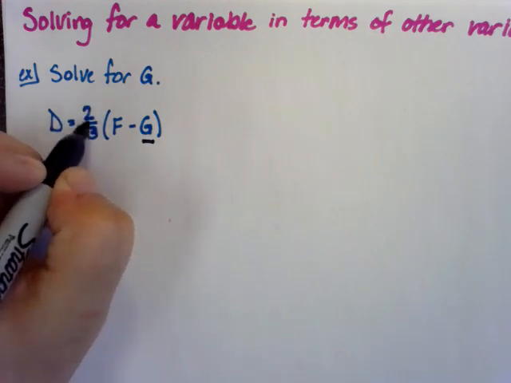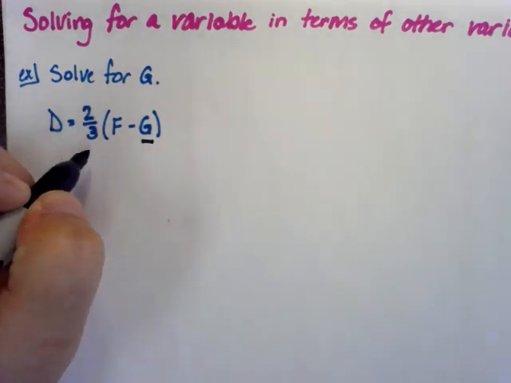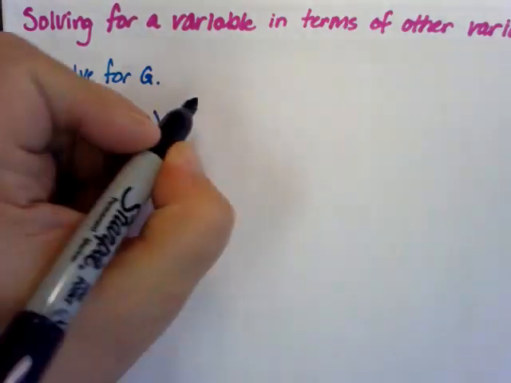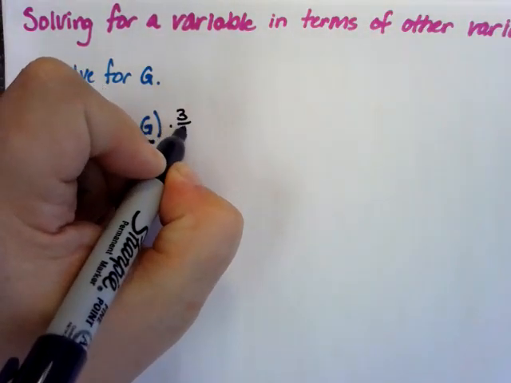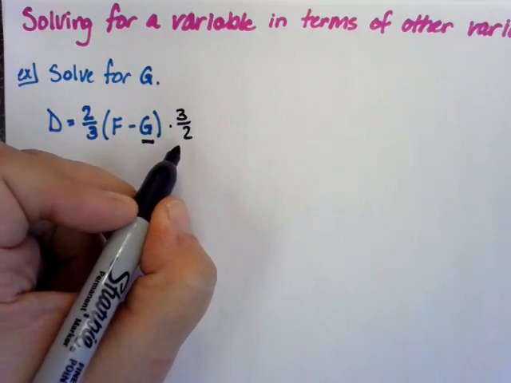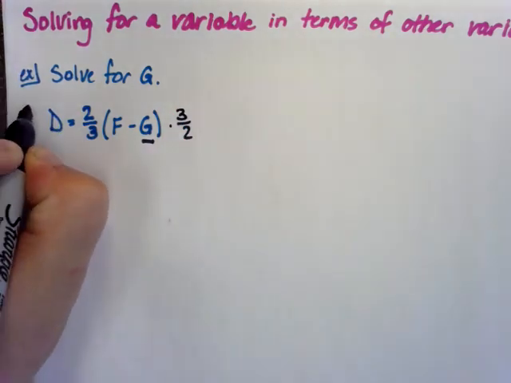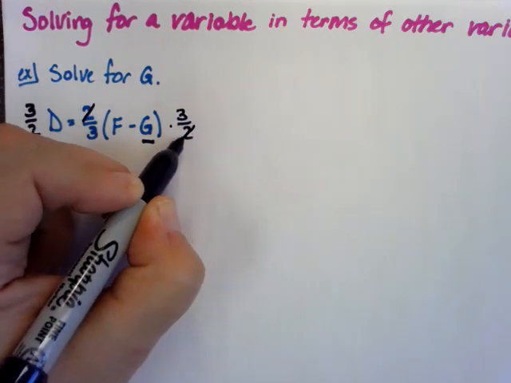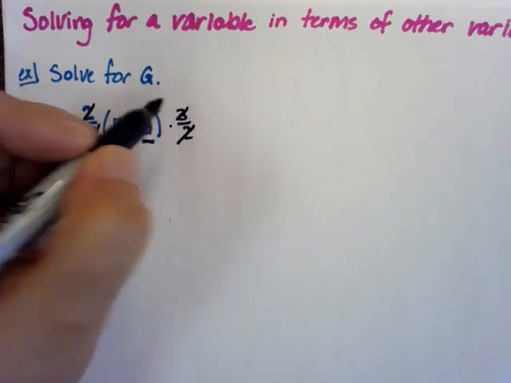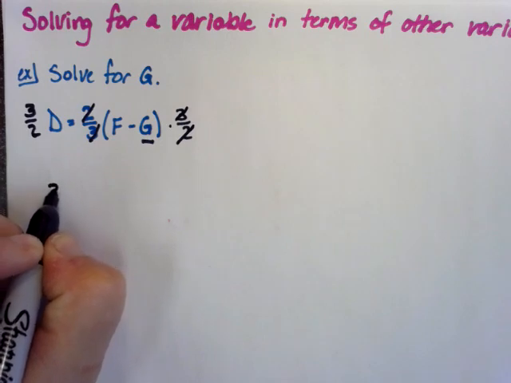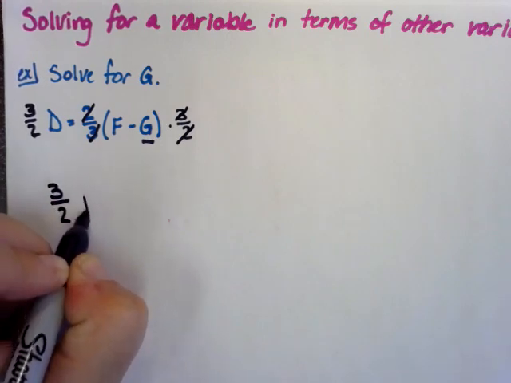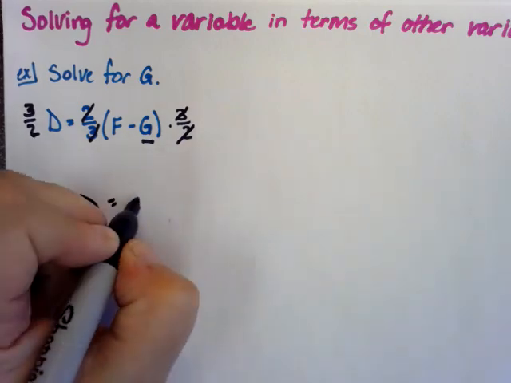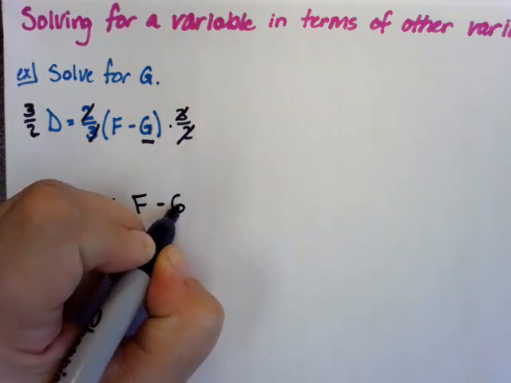So I have a 2/3 out here. I know if I multiply by the reciprocal, I can get rid of a fraction. It'll become a 1. So 3/2. And whatever I do to one side of the equation, I have to do the other side. Okay, so because it's a reciprocal, this 2 will cancel with this, this 3 will cancel with this 3. And so now I have 3/2 d equals, and the parentheses are gone because there's nothing attached to it anymore, f minus g.